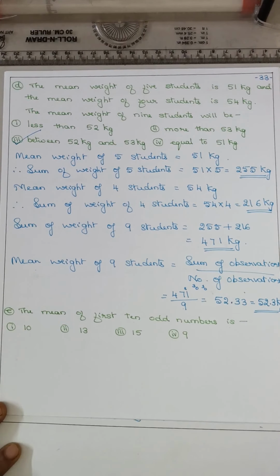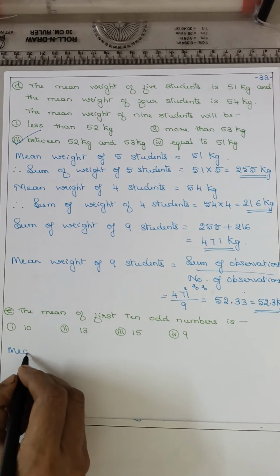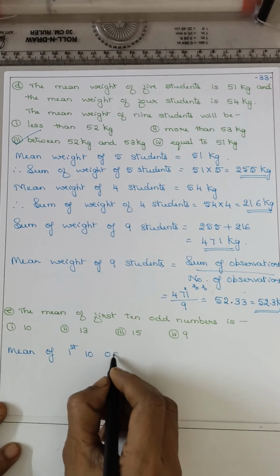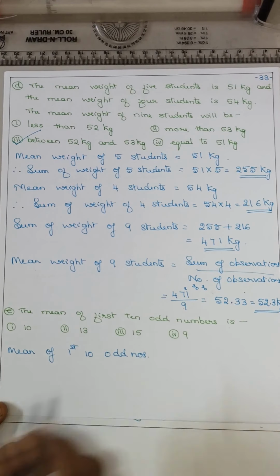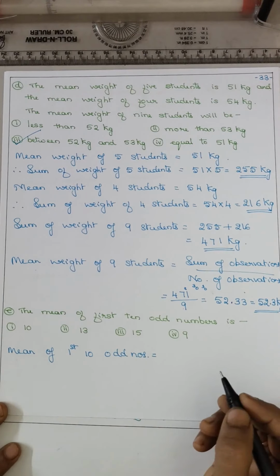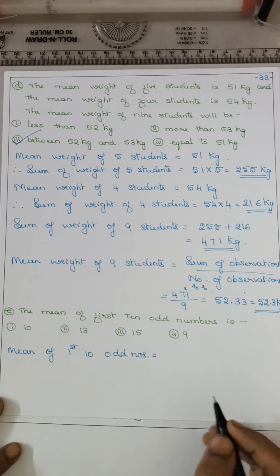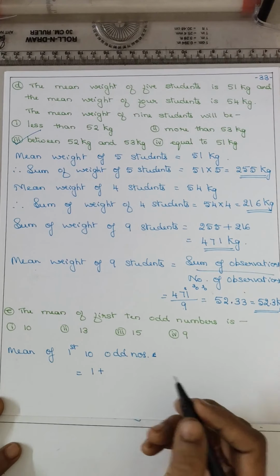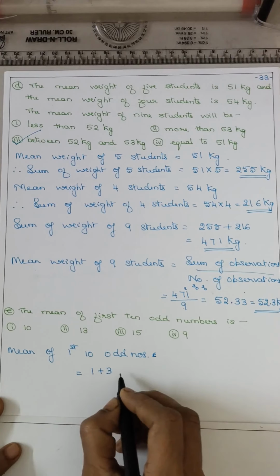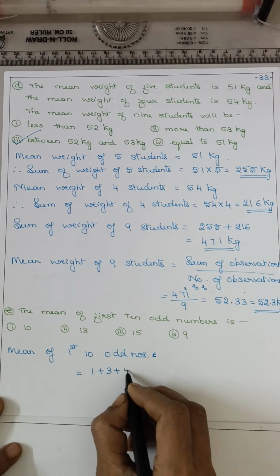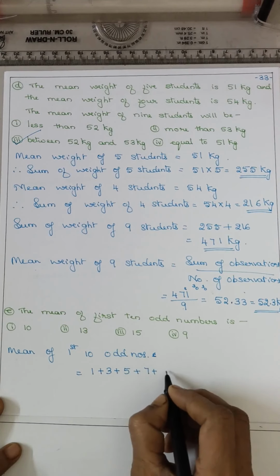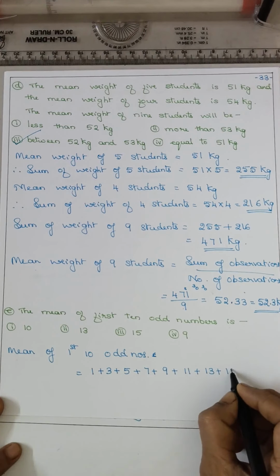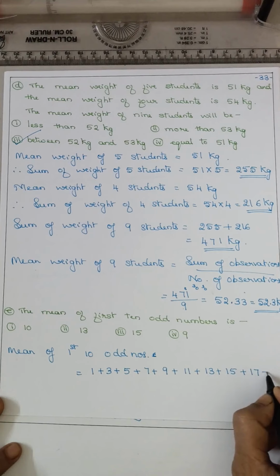Now, the mean of the first 10 odd numbers. Mean of the first 10 odd numbers is equal to, okay, you have to write 10 odd numbers: 1, 3, 5 like that, 1, 2, 3, 4, 5, 6, 7, 8, 9 and 10.